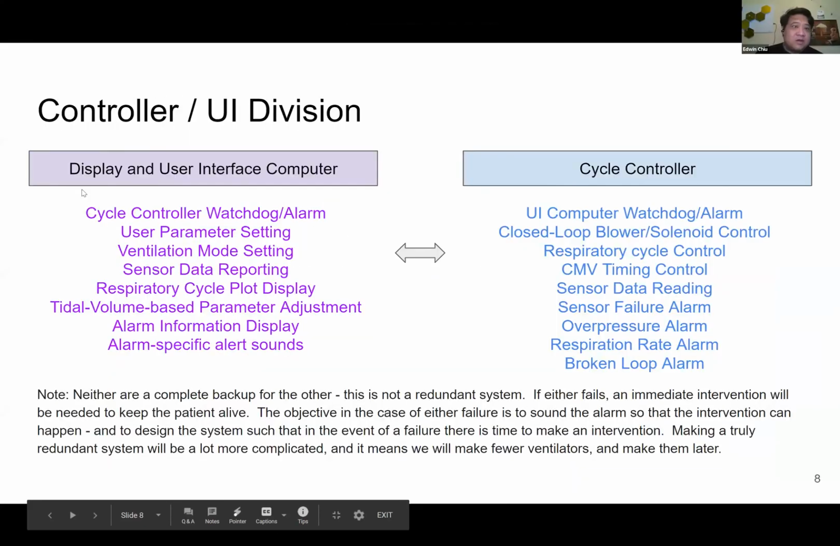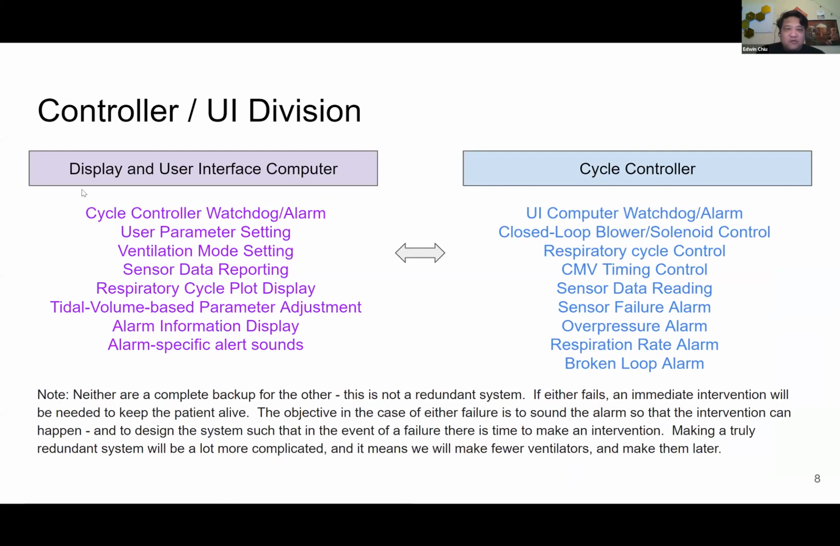Awesome. Thank you. Okay, so as we mentioned before, we've got essentially two electronic controllers on this design, which handle different parts of the operation of the ventilator. The reason for splitting them up is that they operate on different time scales. The cycle controller will control things that are happening immediately in the ventilator, and the UI computer will handle more complex tasks that involve interaction with the user.